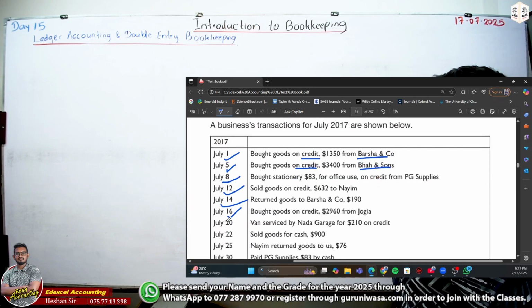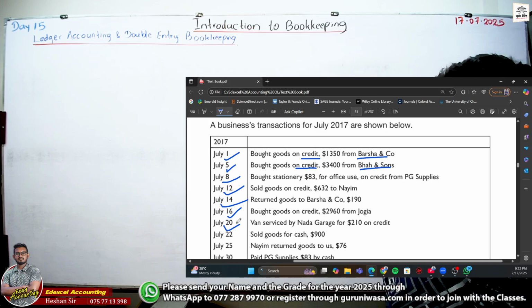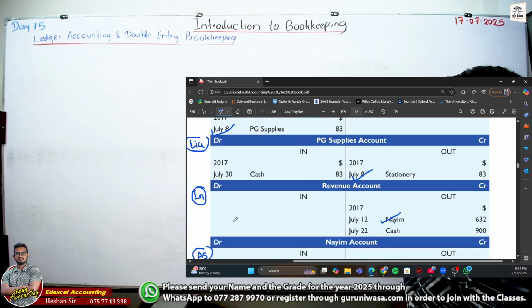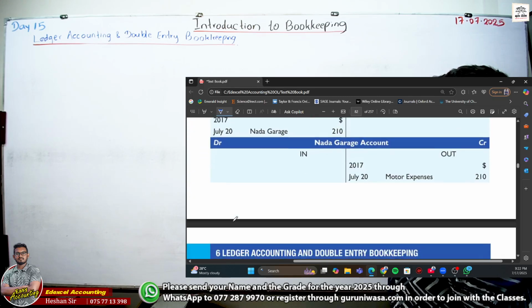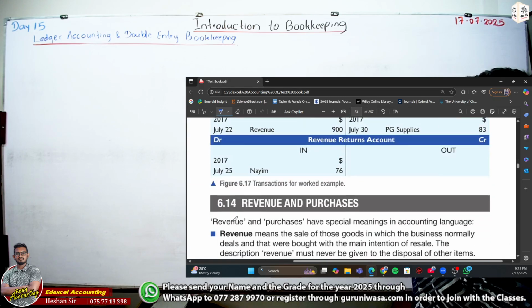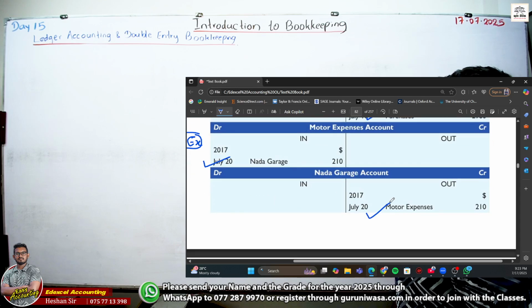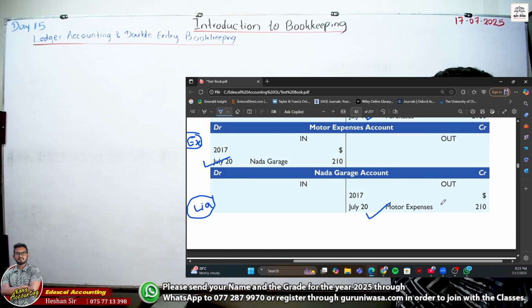Van service by Nada Gaj for 210 on credit. So when we repair the van, it is a service, right? So we obtain a service. So motor expense account debit, it is an expense account. Nada Gaj account credit, because we have done it on a credit basis, so it is a liability. Till we pay back, our liability increases, right?